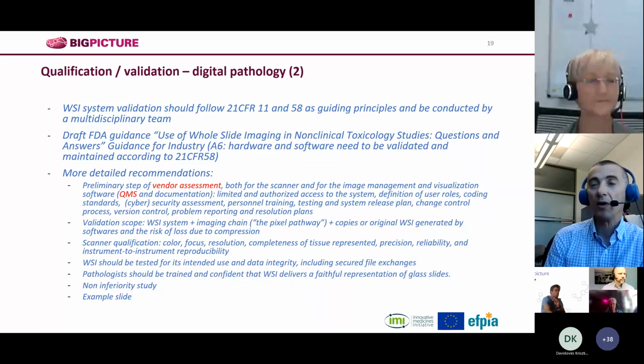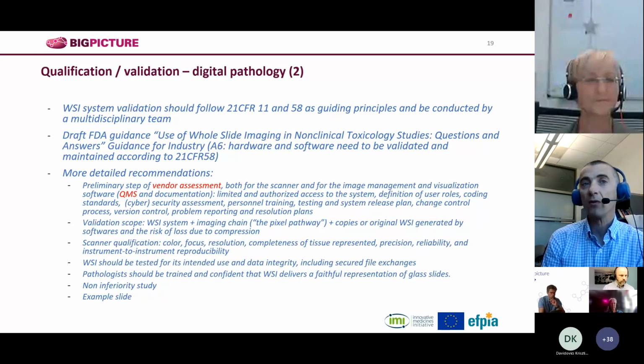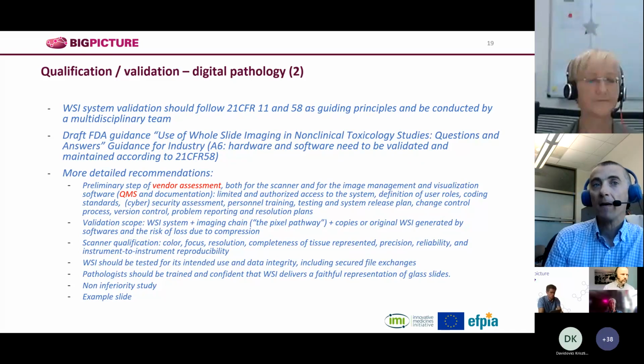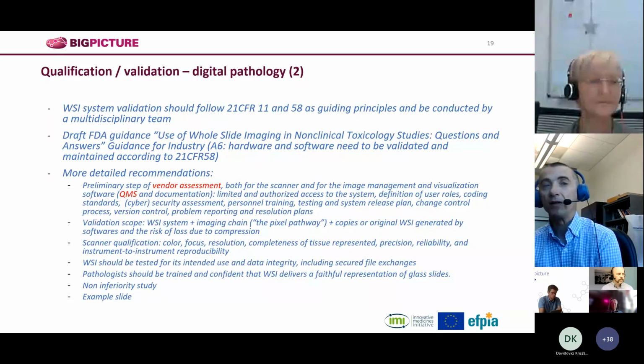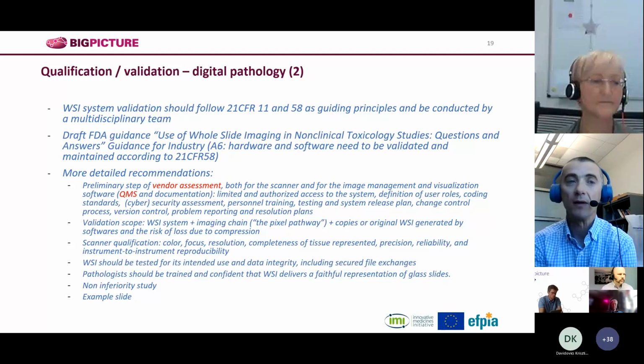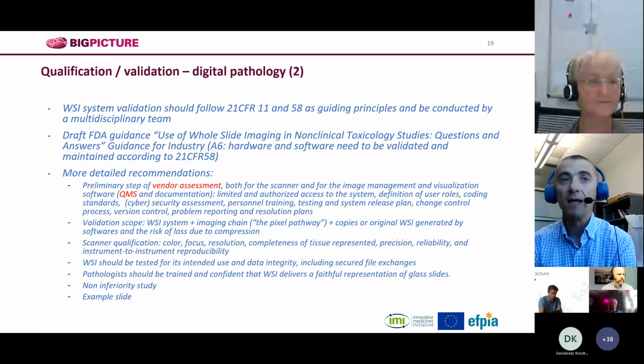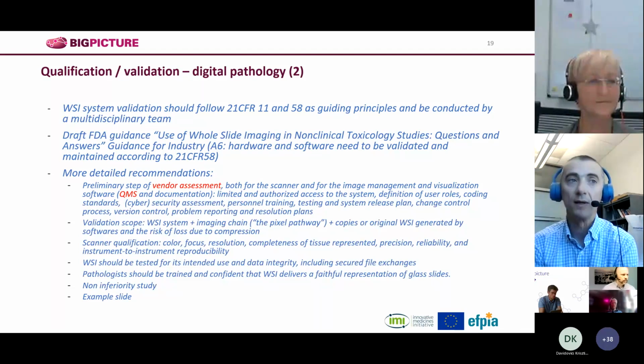Are people trained properly? Training is one of the requirements for GLP. What about the testing? What about the release? What about the change control? What about the version control? How do we manage problems and how do we solve issues? So all this preliminary evaluation is what is expected as part of the validation report.